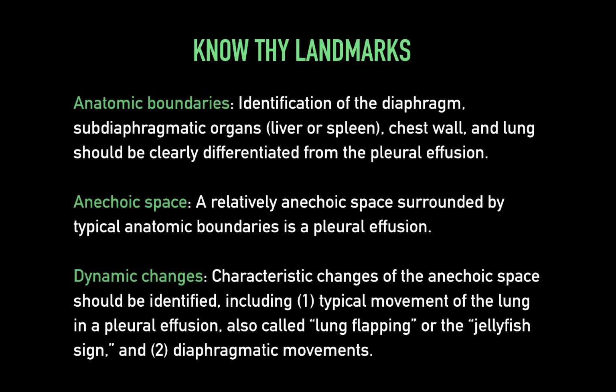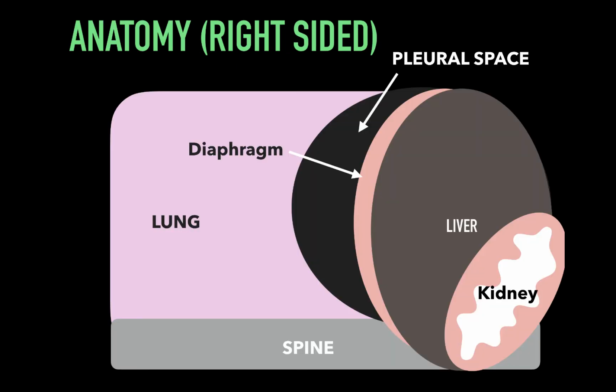Dynamic changes such as the lung moving, which may be called lung flapping or the jellyfish sign, as the tail of the lung whips back and forth in this anechoic space, may help identify the pleural space. However, atrophied spleens and fat from the mesenteric organs may have a similar appearance. Again, be 100% clear which space you're looking at. The patient with cirrhosis is particularly prone to all of these features because of the presence of ascites that can lead to significant diagnostic confusion.